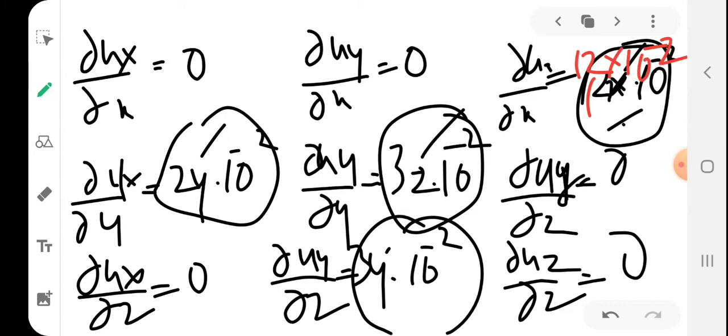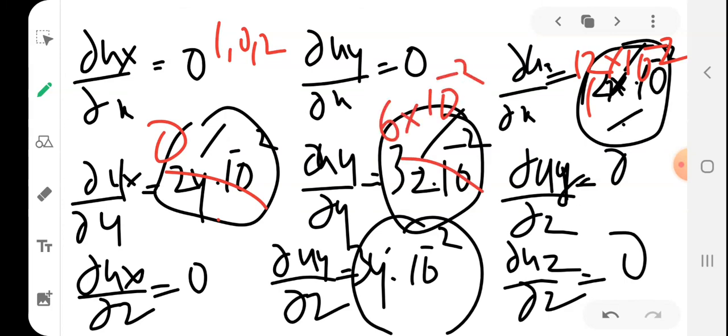Here y, since y equal to 0, our point is 1, 0, 2, right? Y is 0, so this will be 0. Z is 2, right? So here you will get 6 into 10 raised to minus 2. This is 0. Here y is 0, so there will be 0. So these are the values.